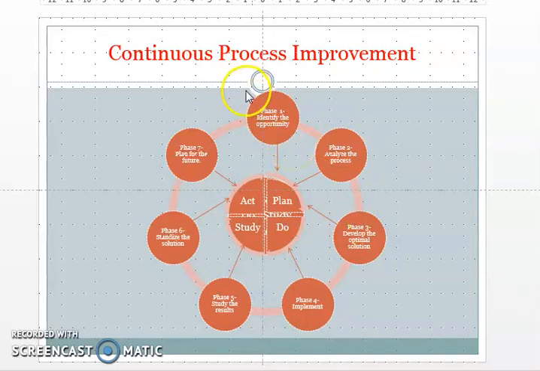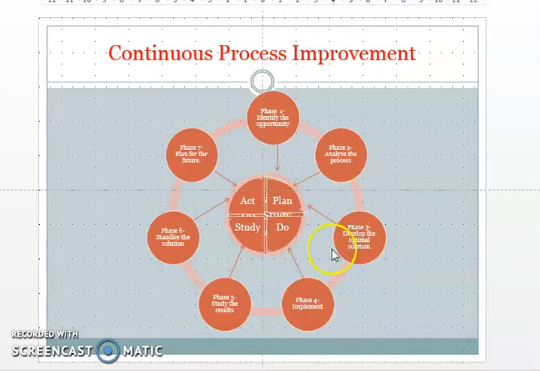Here again the same PDCA cycle is explained in more detail by some other authors in 7 steps. Here the first phase is to identify the opportunity. It also comes under planning. Analyze the process. This is the second phase of planning. Develop the optimal solution. It is the third phase. It comes under planning. And the fourth phase, implement.